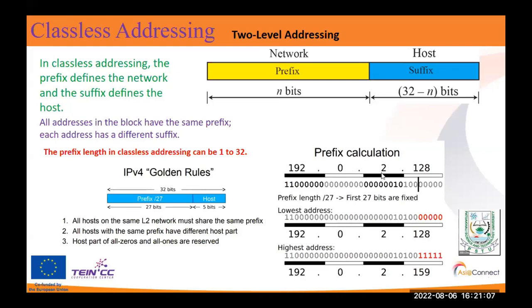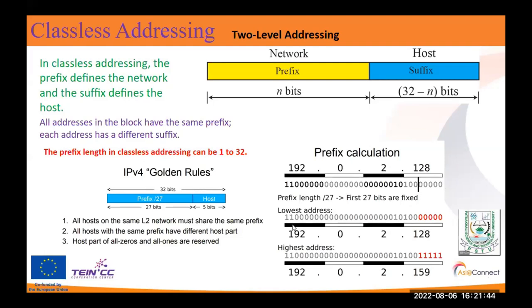So prefix calculation, how can we calculate the prefix and suffix? Basically, this is one address, 192.0.2.18. Here, for prefix length, I will show you the slash notation. So if you give any IP address, it must be in slash notation. By using this slash notation, suppose 192.0.2.18/27, here the prefix length would be slash 27. That means the first 27 bits are fixed, and the last 5 bits would be used for the host address.